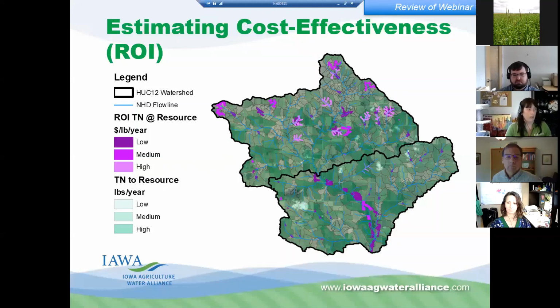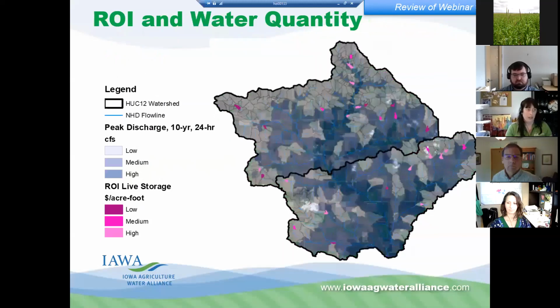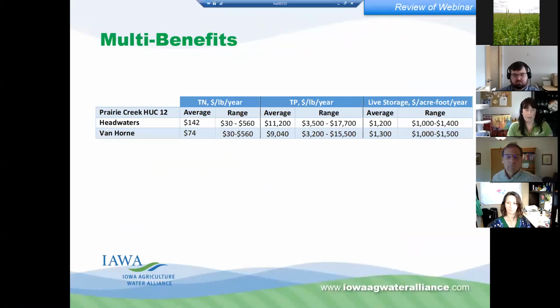Again, just a quick cover. We went through where our return on investments are best: where is TN on this map, where is the resource point, where is the low, medium, high, where is the best bang for your buck. We went through those targeted practices, and which of those give your best return on investment. We also showed the peak discharge or the live storage information, something else to look for: where the best bang for your buck is for water quantity instead of water quality. And then we looked at all those different benefits in a table format, which is easy to relate to, so people can make decisions based upon that.